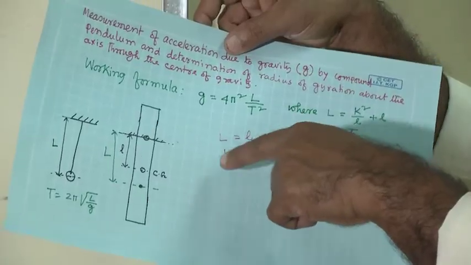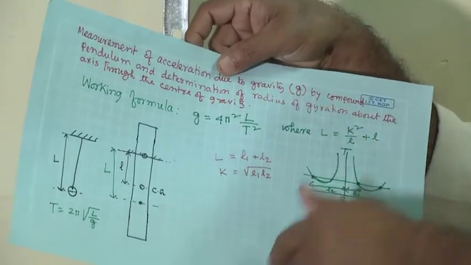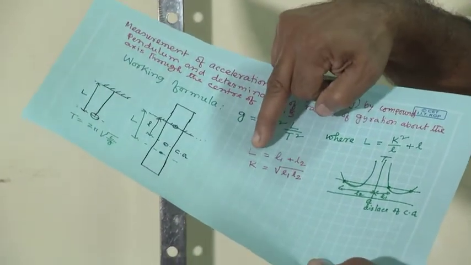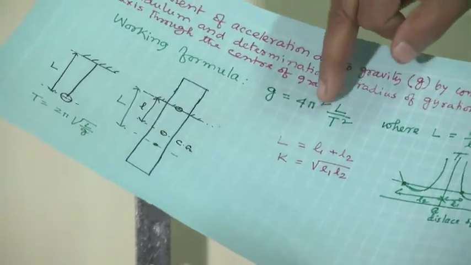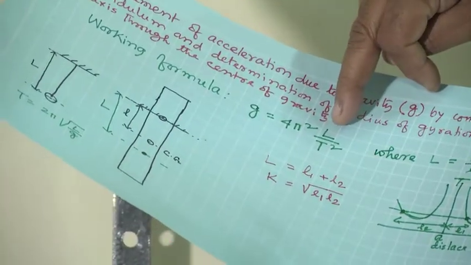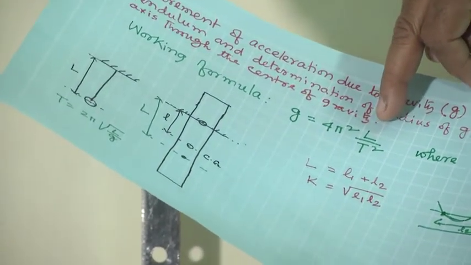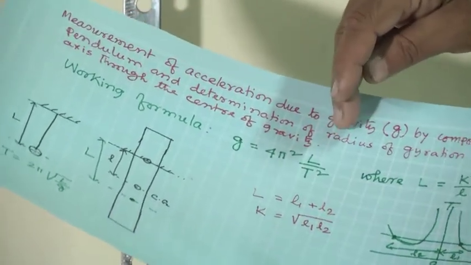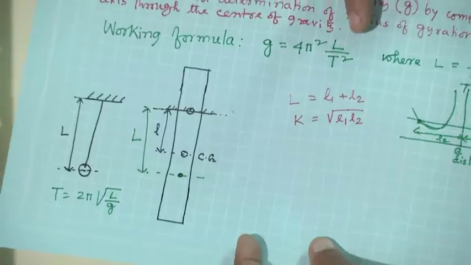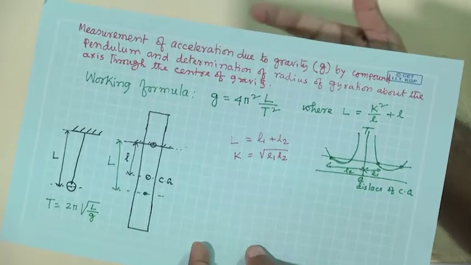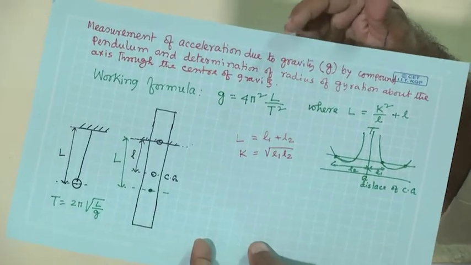and then the radius of gyration, of course, you can calculate by taking the square root of L1 L2, and for each length we have to take the time period. So, L will be available to you. Here also there is a graphical method to find out L by T square, that I will discuss in the next class when we analyze the data.